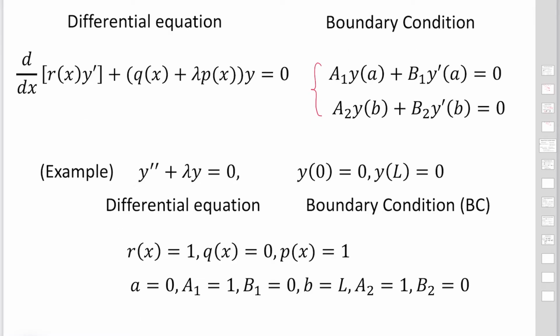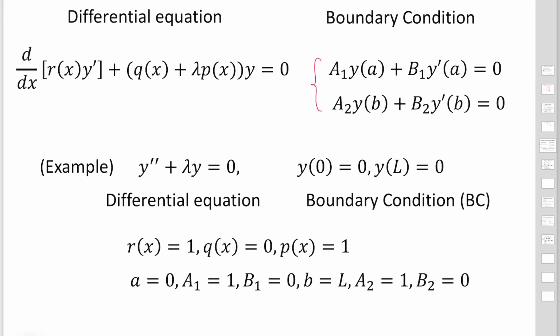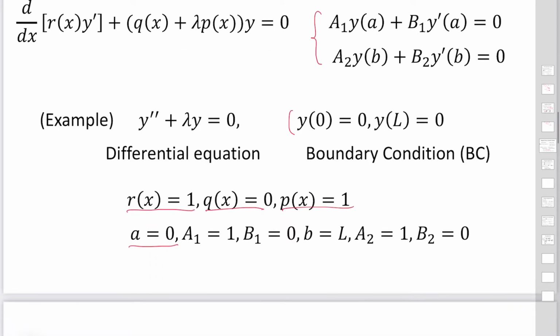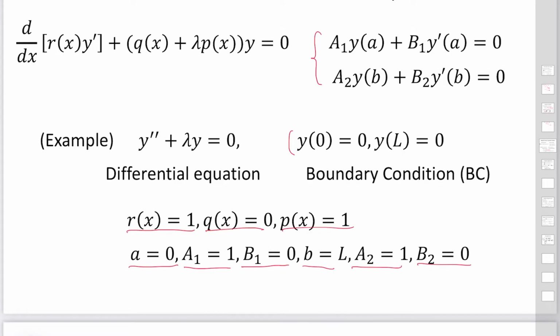If you consider a very simple case, y double prime plus lambda y equals 0. This is the differential equation, with y(0) equals 0 and y(L) equals 0. If you compare this differential equation with the form of the regular Sturm-Liouville problem, you can easily find r is 1, q is 0, and p is 1. And if you compare the boundary value problem, a is 0, a sub 1 is 1, b sub 1 is 0, b is L, a sub 2 is 1, and b sub 2 is 0. This is a special case of the regular Sturm-Liouville problems.